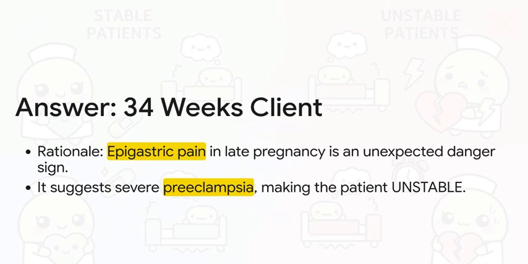The answer is number 2. Now, severe nausea in the first trimester is awful, but it's an expected finding. We call it morning sickness. However, constant epigastric pain in the 3rd trimester is a massive, unexpected red flag. It's a classic sign of severe preeclampsia, which can lead to seizures. This is a life-threatening emergency for both mom and baby, making this patient extremely unstable.